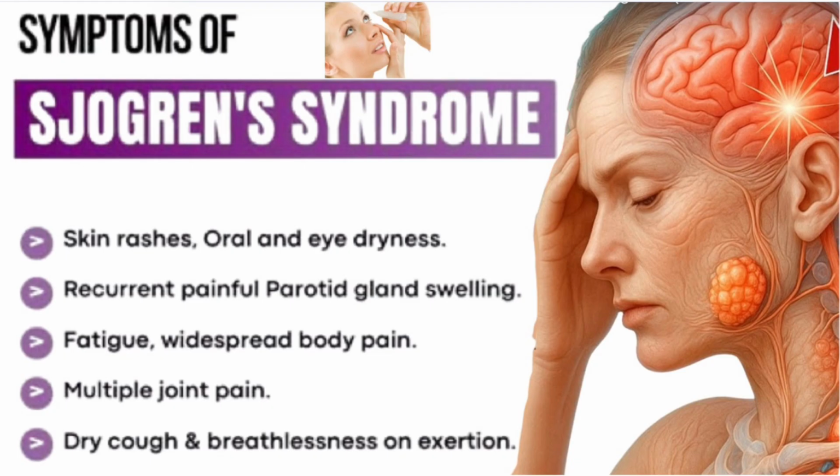Pathogenesis: how it happens. At the core, Sjögren's is an immune-mediated exocrinopathy. Lymphocytes, mainly B cells and CD4 T cells, infiltrate the glands, causing chronic inflammation. Over time, this destroys the acinar cells responsible for secreting tears and saliva. Autoantibodies such as anti-Ro/SSA and anti-La/SSB appear in the blood, reflecting ongoing B-cell hyperactivity.